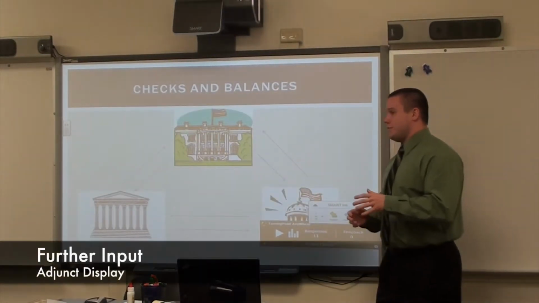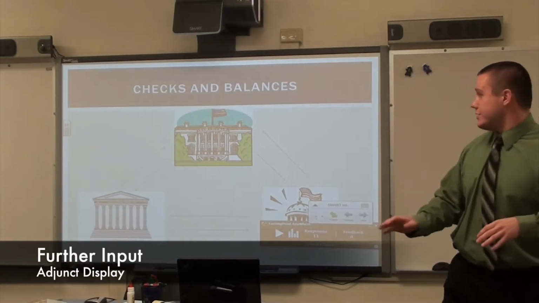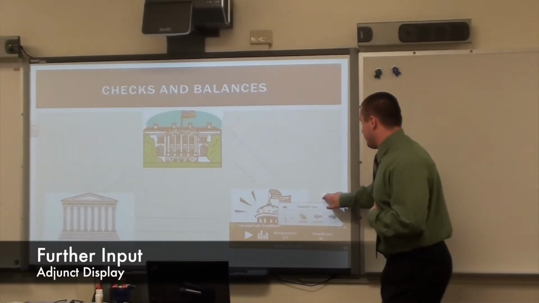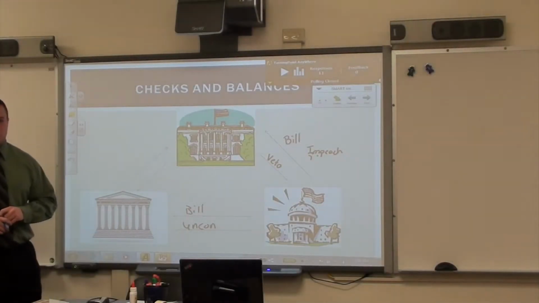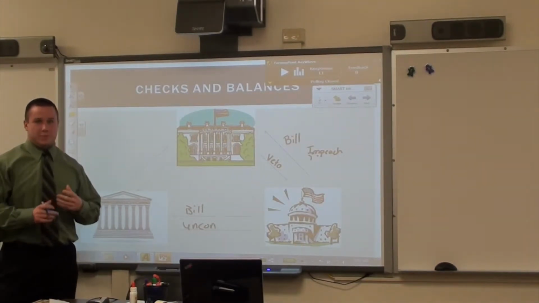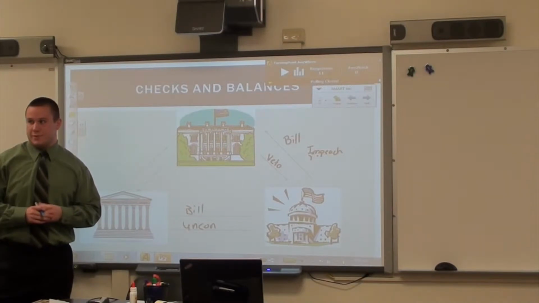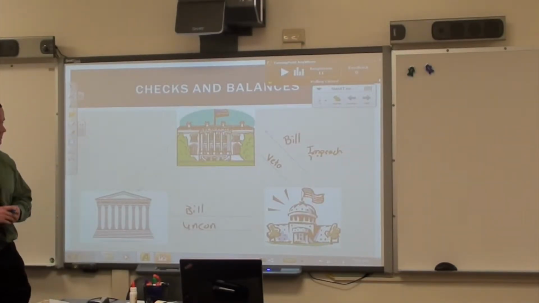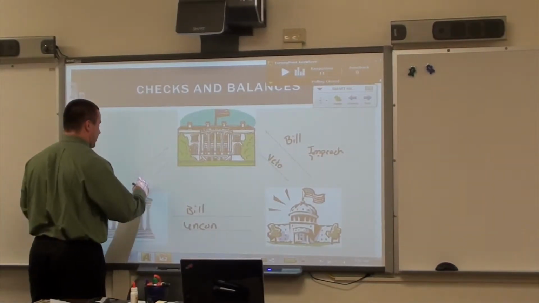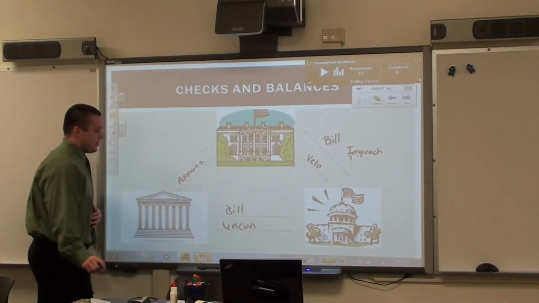All right, in front of you at your tables, you each have an adjunct display, a very similar diagram to this one here. What can the president do to alter the Supreme Court? It's one of his privileges. You can appoint the judge. He can appoint a judge, this is correct.